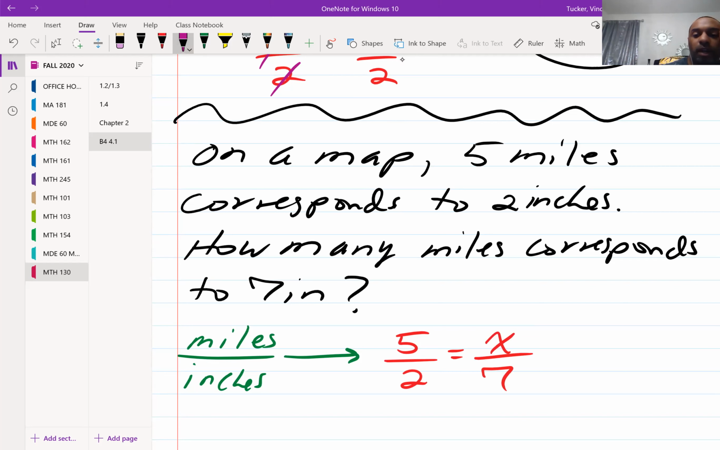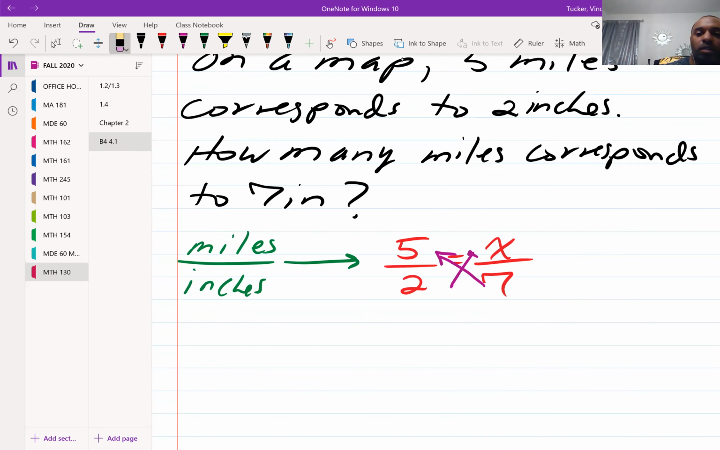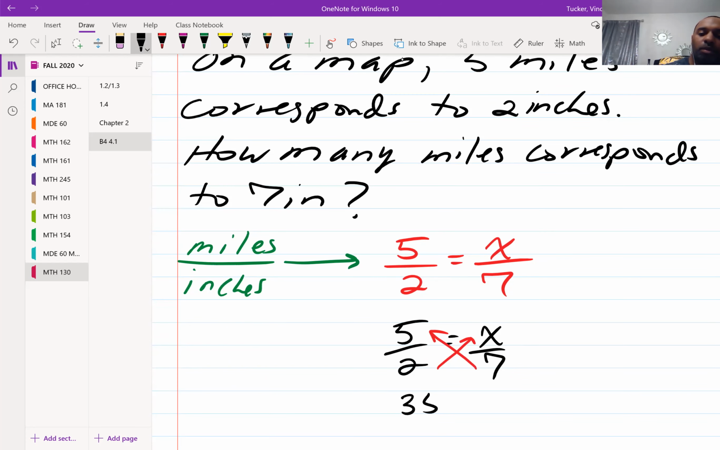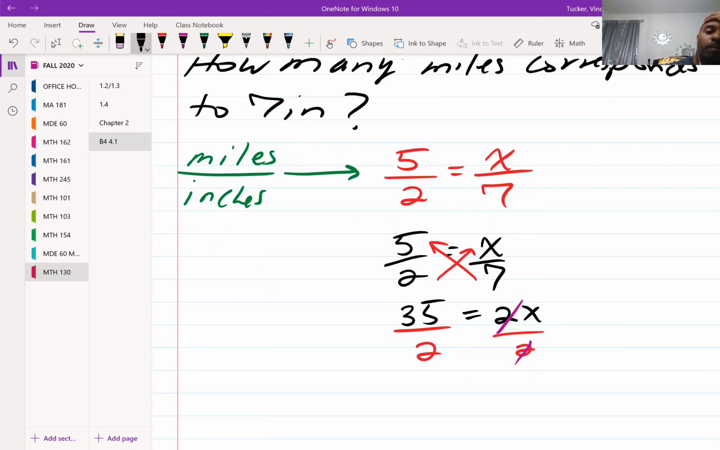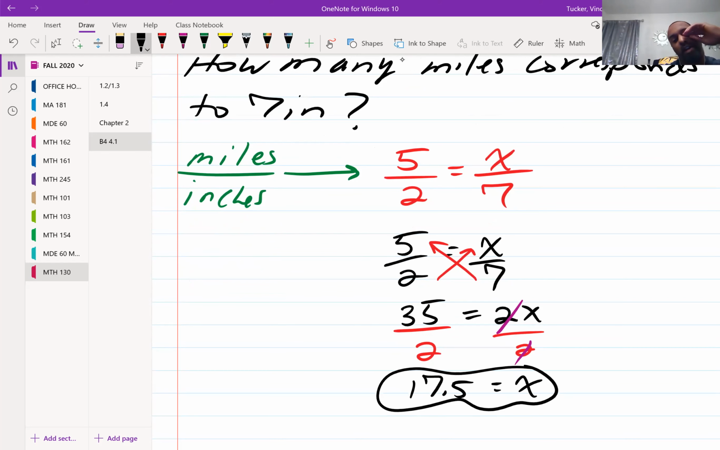And then from there, I have my proportion. I can just solve it by cross multiplying. Matter of fact, I'll bring that down here. So it'd be 35 equal to 2x. Divide by 2. It'd be 17.5 miles.